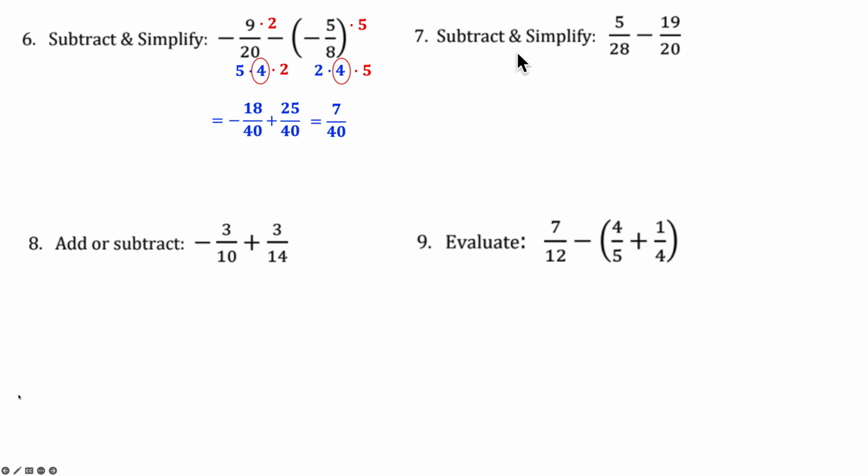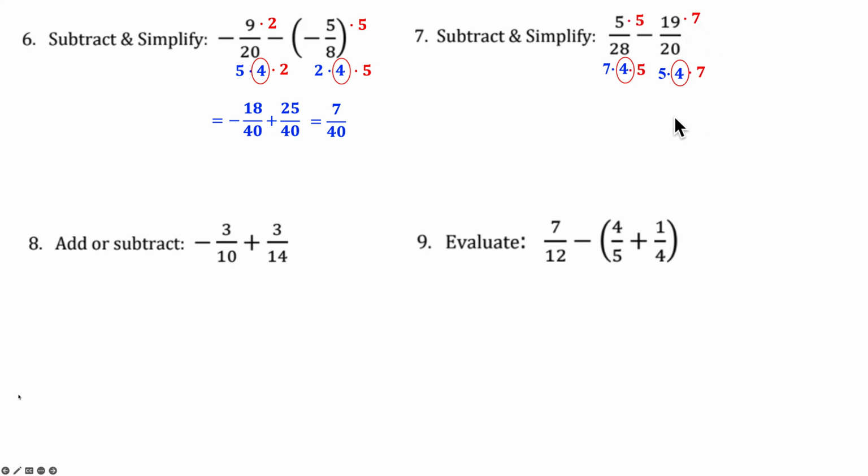Oh, we have the same thing. Common factor in both of these. 28 is 7 times 4. 20 is 5 times 4. Again, circle the common factor, and the ones that are not common, you crisscross. So 5, multiply top and bottom of the first fraction. 7, multiply top and bottom of the second.